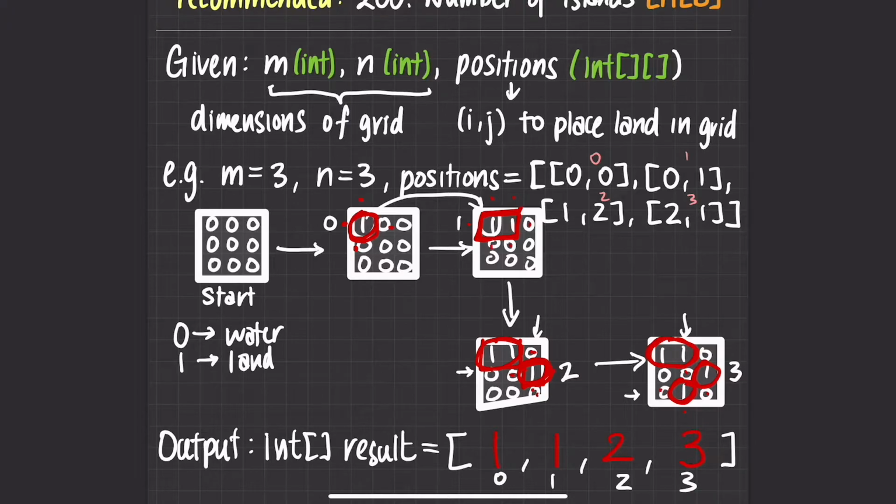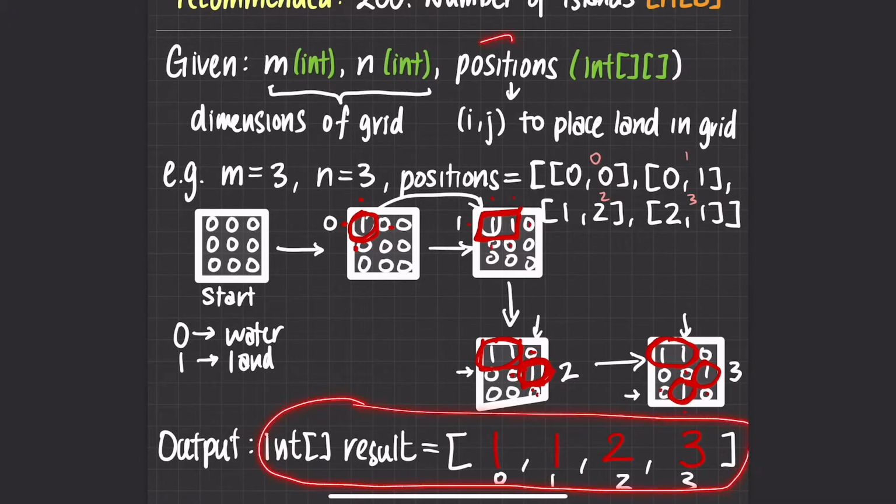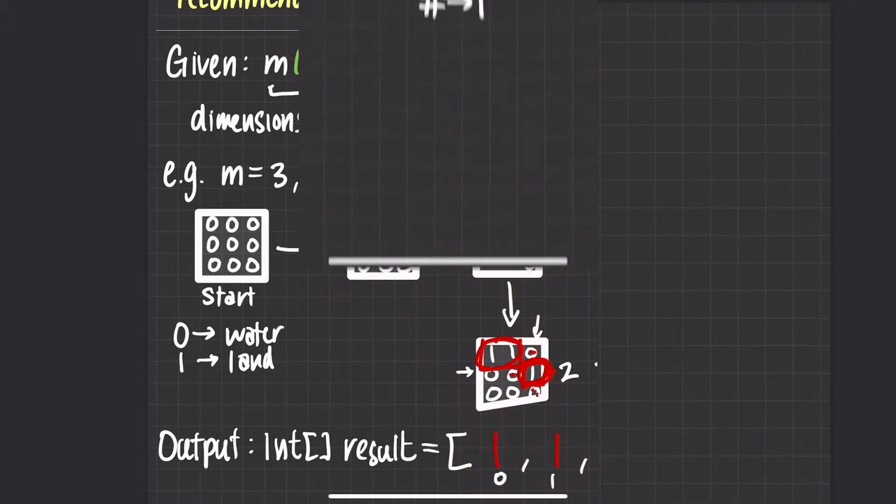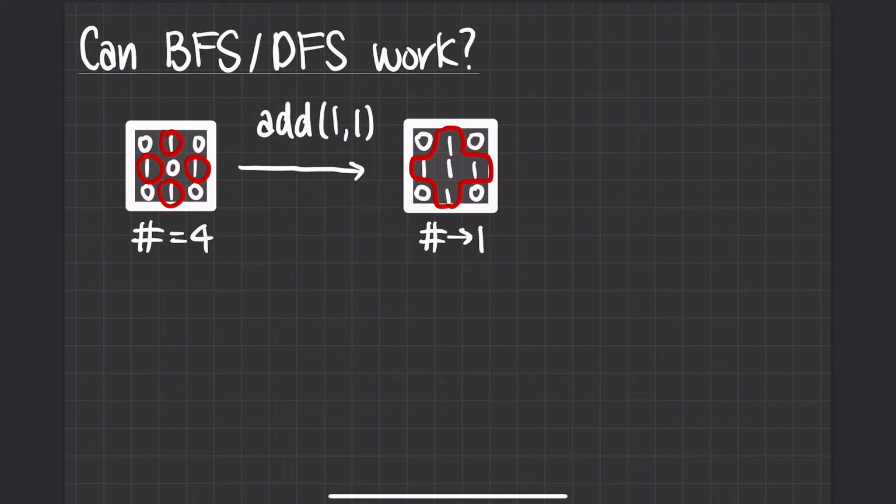So our task is, given m, n dimensions and also these positions in the m by n grid, we're supposed to return an array of length positions that gives us the number of islands present at every single position, corresponding to the result array index. Before we head into the solution, here's something we need to consider.